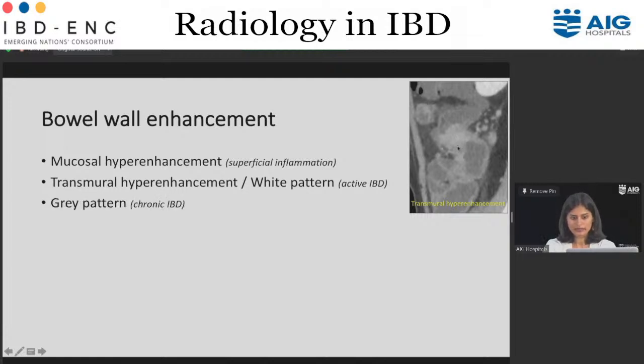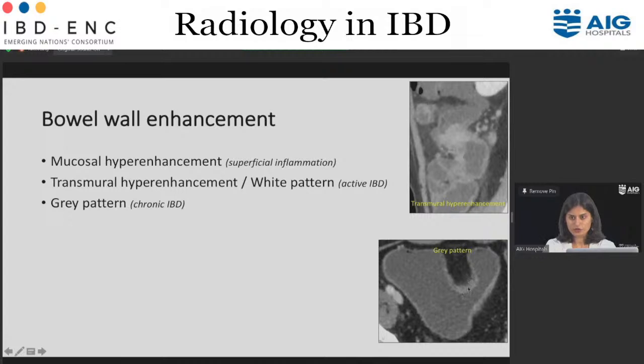It's seen in chronic IBD, like in this case, where the short segment is showing wall thickening, but it's not hyper-enhancing compared to the rest of the bowel. So this suggests, even on CT, that it could potentially be a fibrotic wall thickening or a fibrotic stricture. So CT definitely gives us some idea as to whether there's active inflammation or not, although MR is better or more reliable for this.